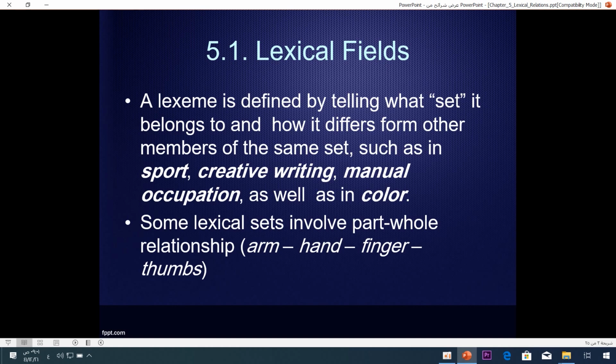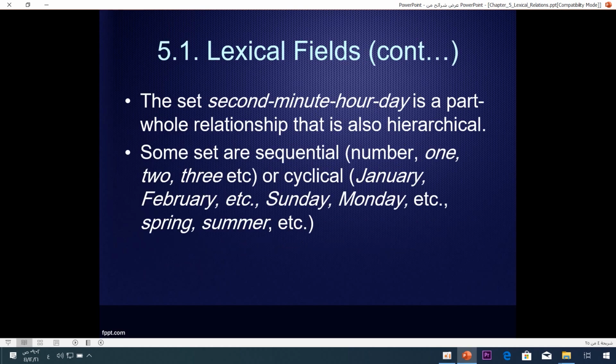Some lexical sets involve part-whole relations. Relationship: arm, hand, finger, thumb. So you can say that your hand is part of your arm, and your fingers are part of your hand, and your thumb is in your hand, and so on. So your head is part of your body, your eyes are part of your head, and so on.